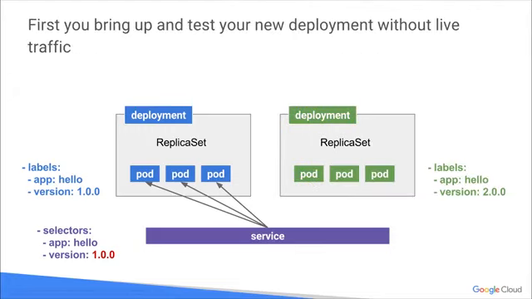And then now you have the new deployment with the new version on it. We're going to roll it out. It's going to be a full second deployment with labels, and the label is going to be app hello app version 2.0.0. So we've upgraded the app version.